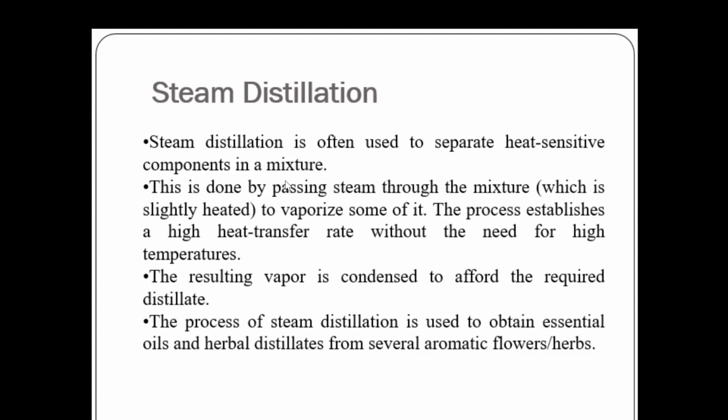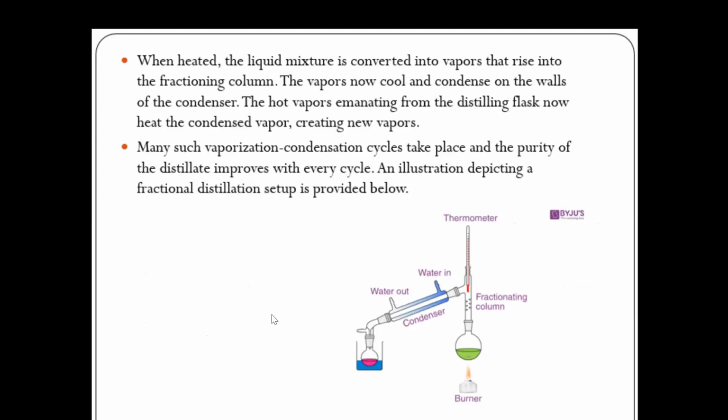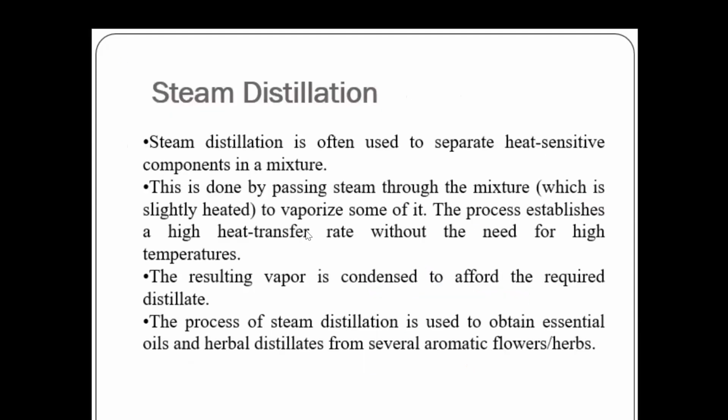Like we can see in the figure, this is the mixture component. Steam is provided so that your component will not degrade, because your component is heat sensitive. If you directly give heat, there will be chances of degrading the components. This is done by passing steam through the mixture to vaporize some of it. The process ensures a high heat transfer rate without the need for high temperatures. The resulting vapor is condensed to afford the required distillate.